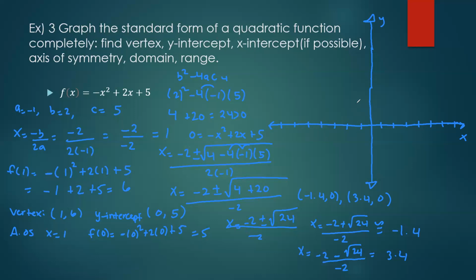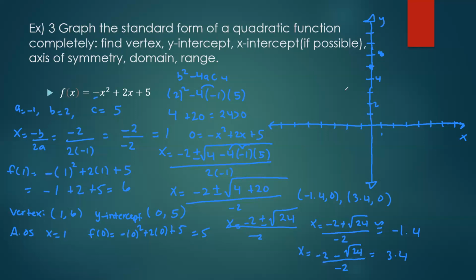Okay, and what's my vertex? It's (1, 6), so it's 1, then 1, 2, 3, 4, 5, 6, 7, 8. 1 comma 6 is 2, 4, 6. My y-intercept is (0, 5). And by the way, there's a minus here, so it's concave down, right?